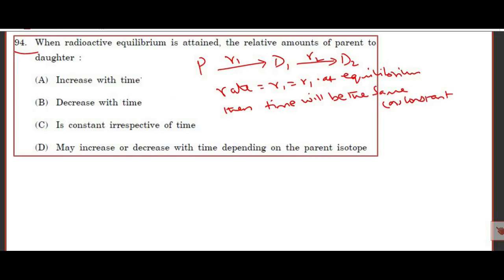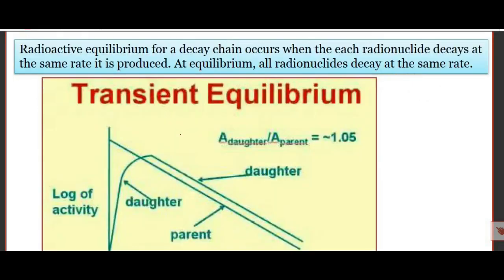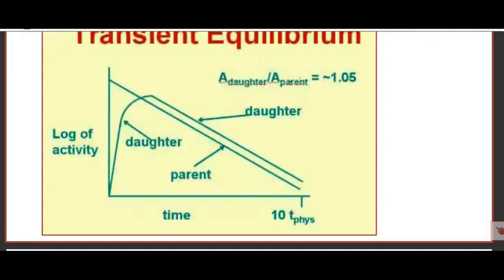Hence, option A is ruled out, option B is ruled out, option C is correct. It is constant irrespective of the time, or independent of the time. Option C is the correct answer. Here we see radioactive equilibrium for decay of radioactive nuclei. At transient equilibrium, the ratio of daughter nuclei and parent nuclei is nearly equal to 1. You see here, it's nearly equal to 1, which shows that it is independent of time.